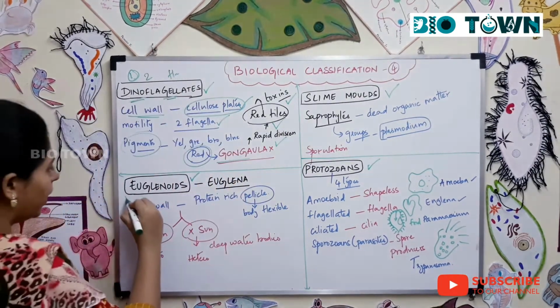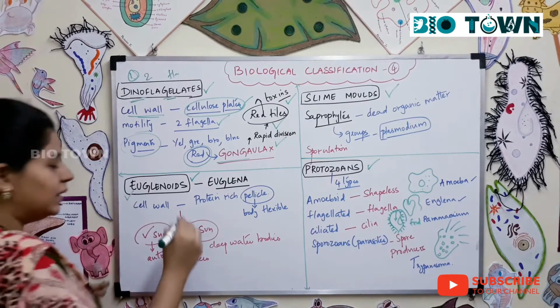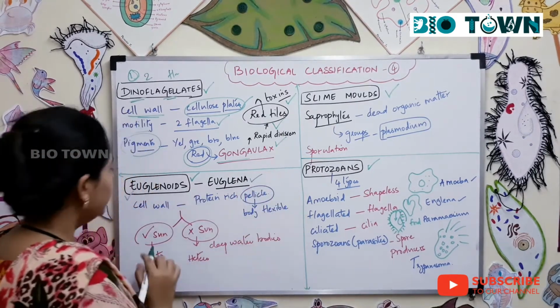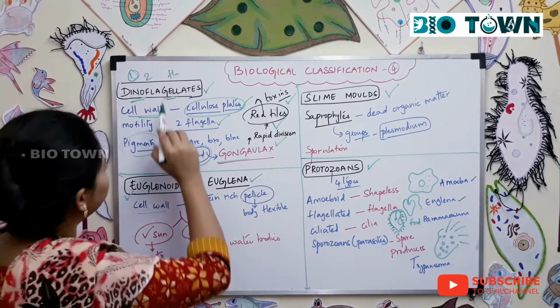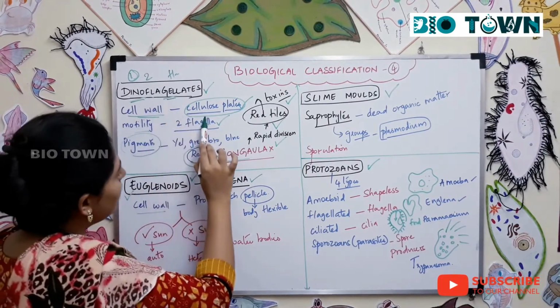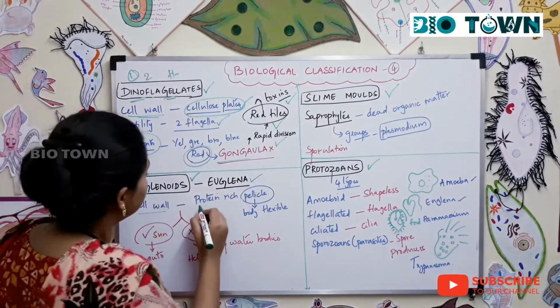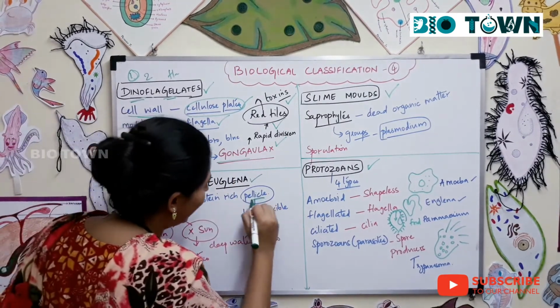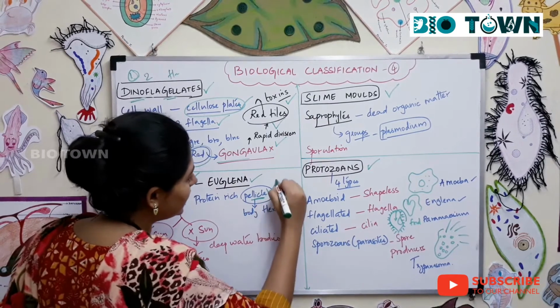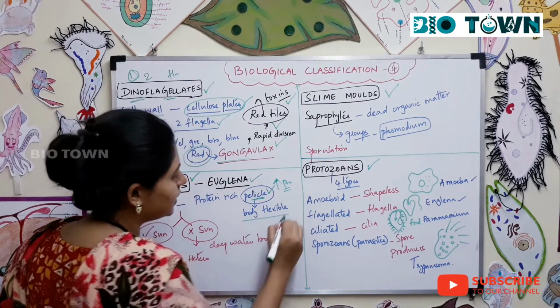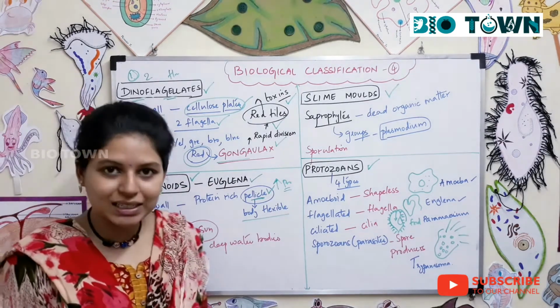Next we'll talk about euglenoids. A typical example for this group is euglena. Alright. Now first the cell wall. In dinoflagellates, the cell wall is made up of cellulose plates. But in case of euglenoids, the cell wall is made up of pellicle, and this pellicle is highly rich in protein, and this makes its body flexible.